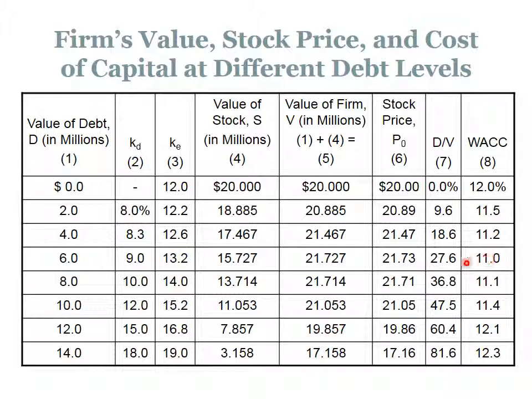So this is what firms search for. This is what they seek to find when they're analyzing their cost of capital. They want to know what mix of debt and equity will minimize the weighted average cost of capital and maximize firm value, which maximizes the stock price.